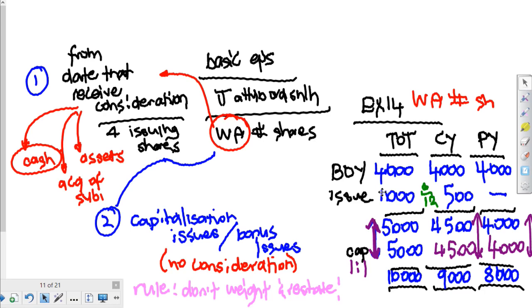so I'm happy with that. But then look, the rule is that I restate the other numbers in the same proportion. So that year is 4.5, that's what I had. I put in 4.5, 1 for 1. And that year was 4, I put in 4, 1 for 1.